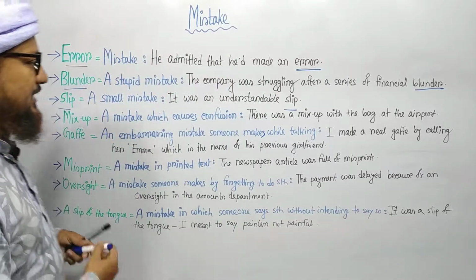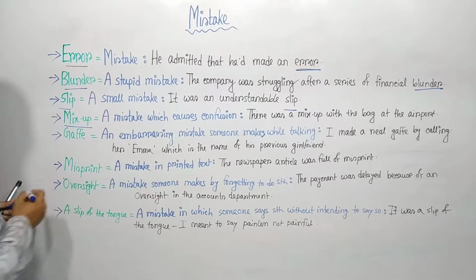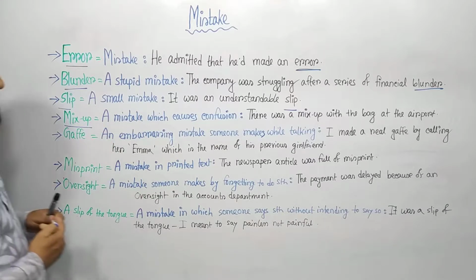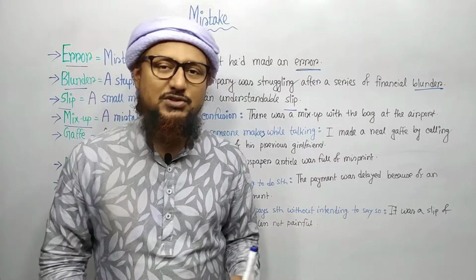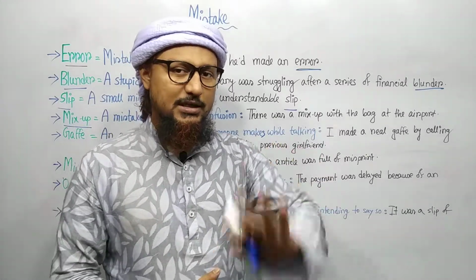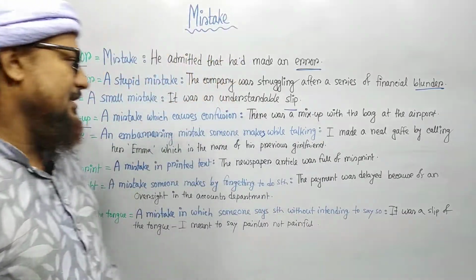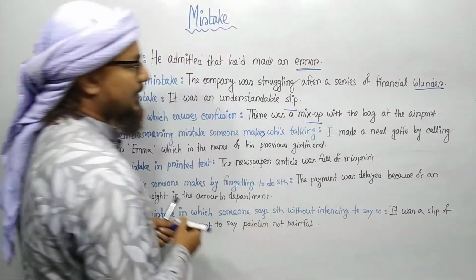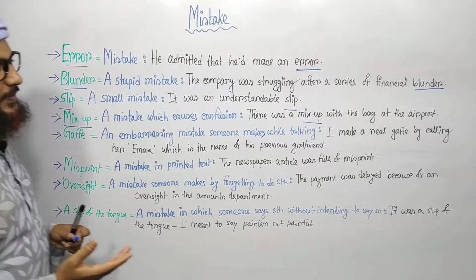Next is mix-up. So what does it mean? A mistake which causes confusion. So confusing mistakes, a mistake that creates or causes confusion. An example: there was a mix-up with the bags at the airport. You can see, a mix-up with the bags.